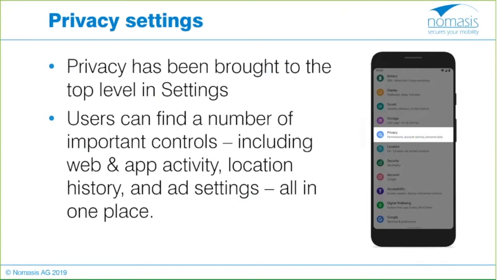Next one is something about privacy. They decided to route this to the top level in settings because one of the great concerns of users is privacy. And before it was kind of hidden. Nobody really knows what is happening, what can they see, what the company sees and everything. So now this is a nice way to show users that privacy is a top priority. And by this means, we can gain more trust from the users and therefore have better adoption of Android Enterprise in the companies. Users can find a number of important controls such as web and app activity, location history, ad settings, permission manager, etc. And that's all in one place.